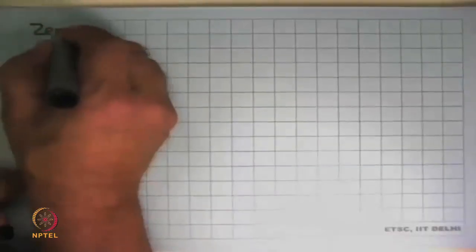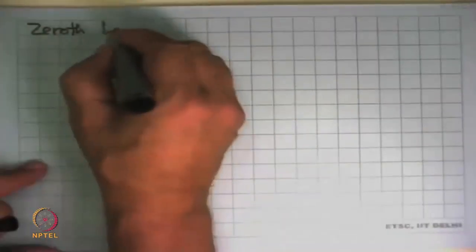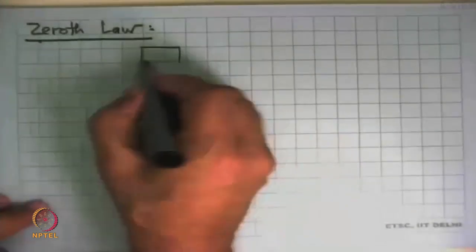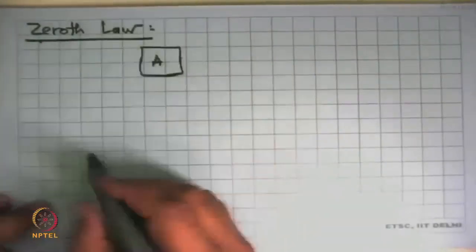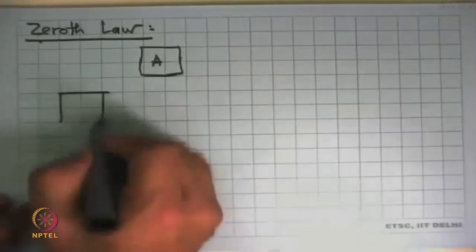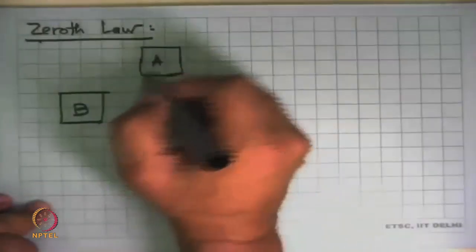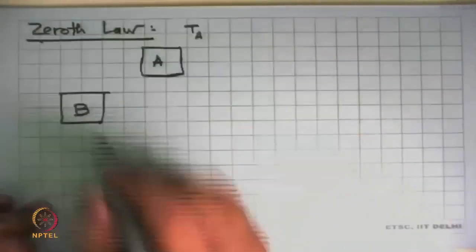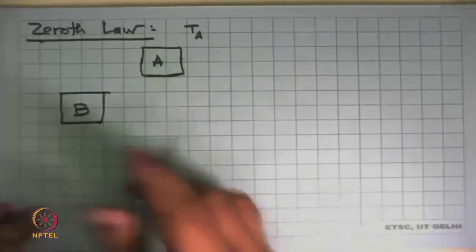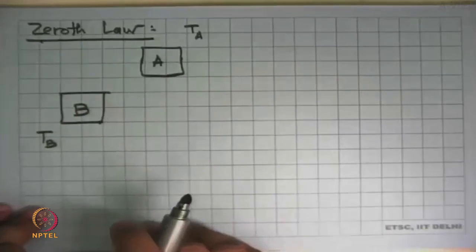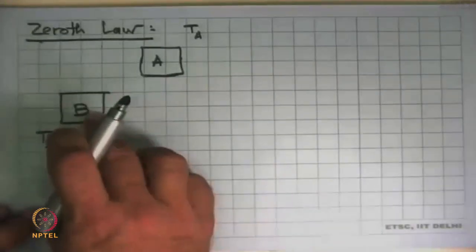And now we go on to the laws of thermodynamics, beginning with the zeroth law, which states that if there is a body, a system A, and there is another body B, and this has a temperature TA, that means this is in equilibrium, and this has a temperature TB, that means this is also in equilibrium.